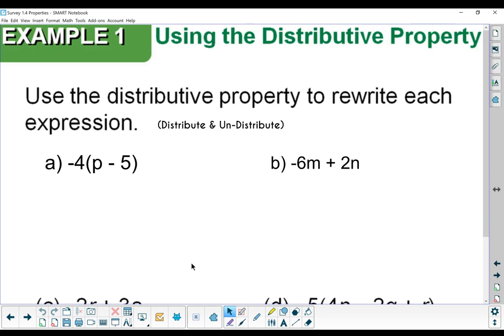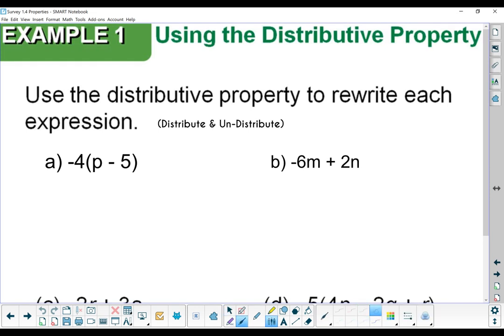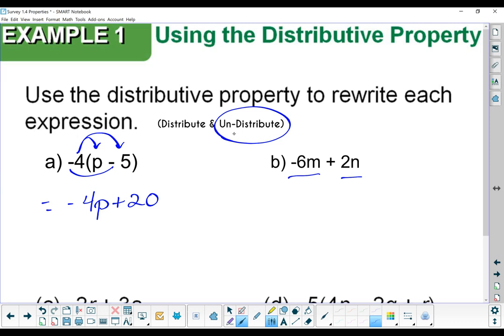Usually when we think of distributive property, example A comes to mind, and I'm going to get my pen right in here, and let's look at A. We're going to take -4 and multiply it through the parentheses, so we're going to distribute it, and I'm going to get -4p, and then negative times that negative will make +20, and there's our answer. For B, it's already given us two terms. What it wants us to do is go backwards and undistribute it.